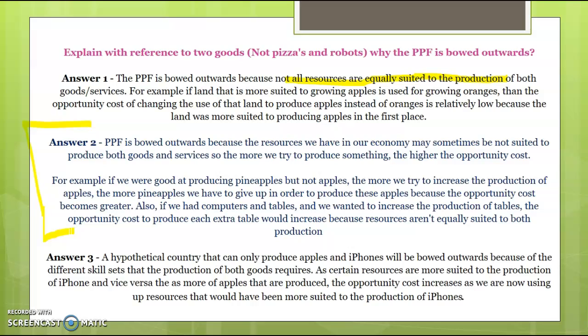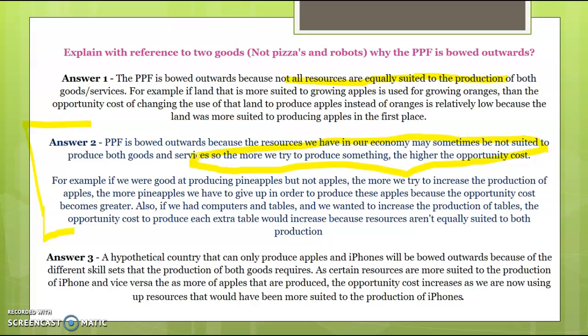The PPF is bowed outwards because the resources we have in our economy may sometimes not be suited to produce both goods and services. The more we try to produce of something, this is the most important sentence, the more we try to produce of something, the higher the opportunity cost. Because first we're going to dedicate resources that were suited to producing that, and then slowly we're going to use resources that aren't as suited to that type of good or service.